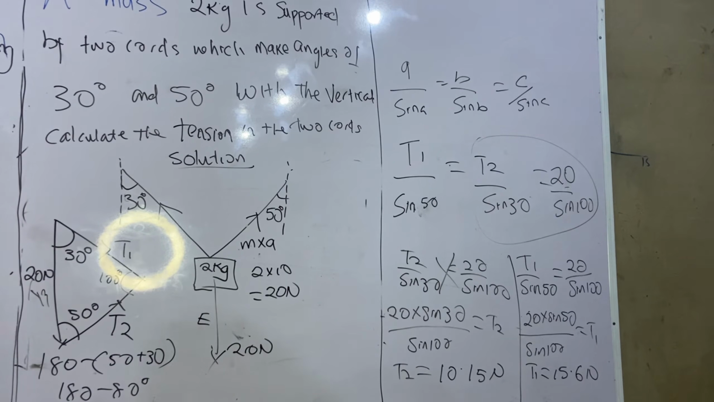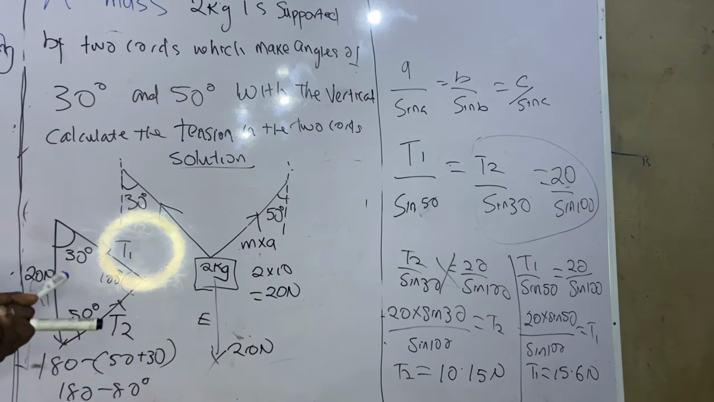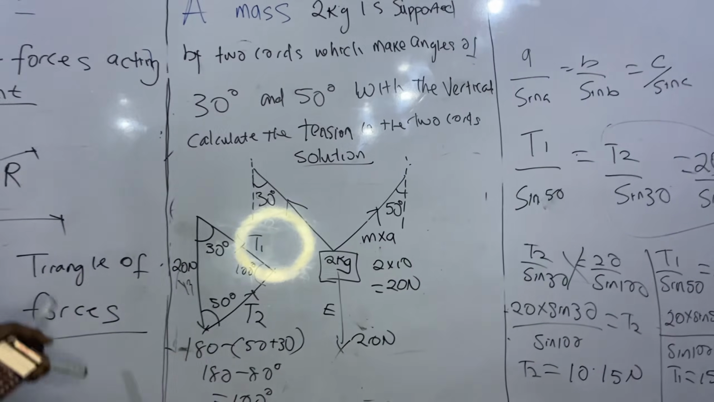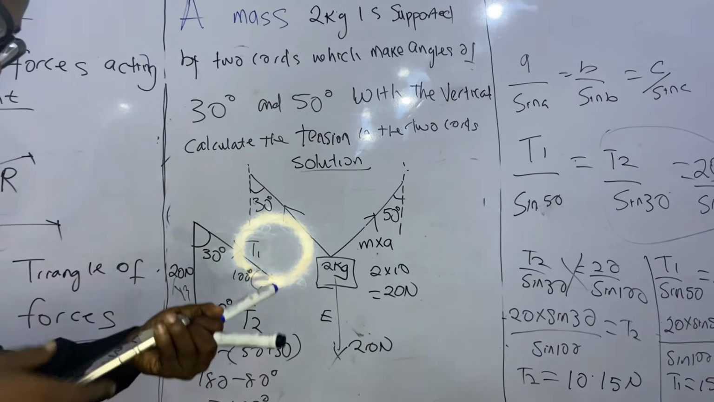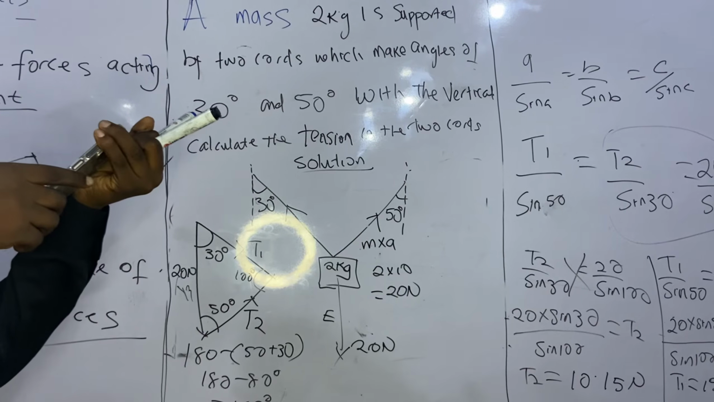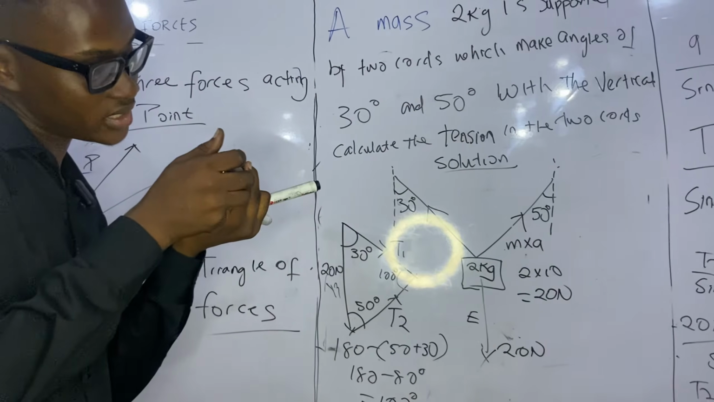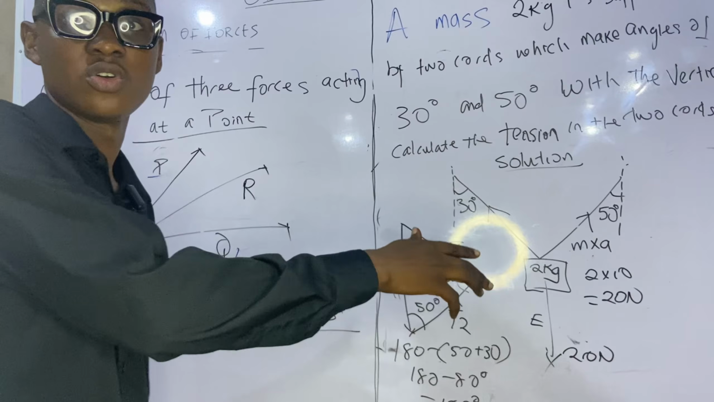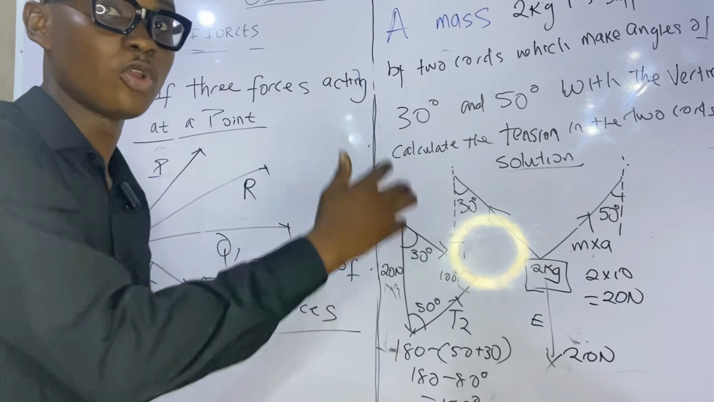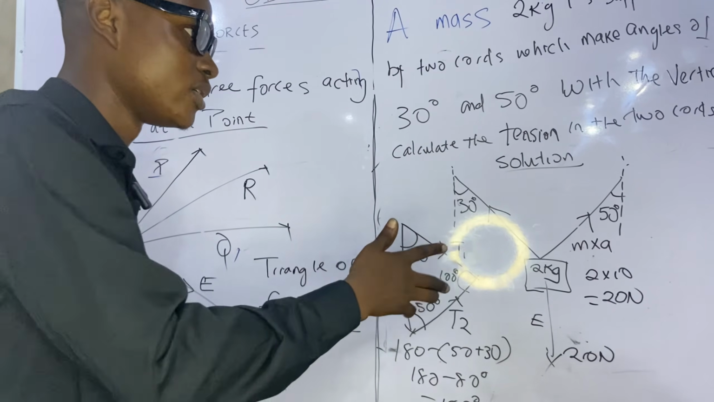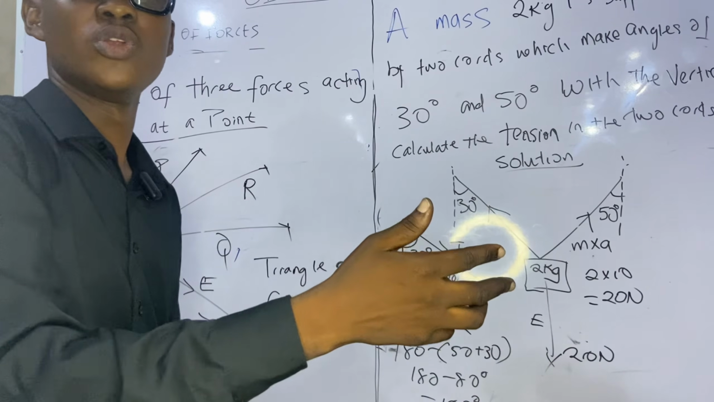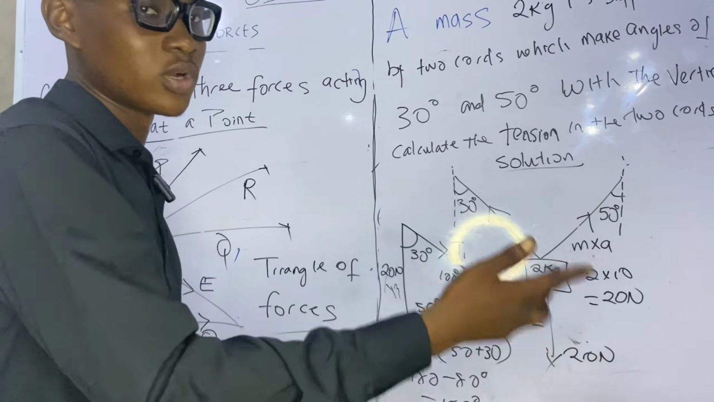So how do we get this? We got this using the triangle, by representing the three forces with the sides of a triangle. And that law is called the principle of triangle of forces. So this is not the only example we are doing. You might be confused, but with the next example that I will do, you'll get more clarity.